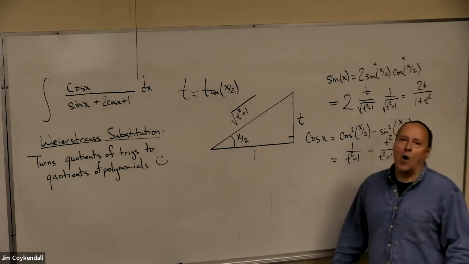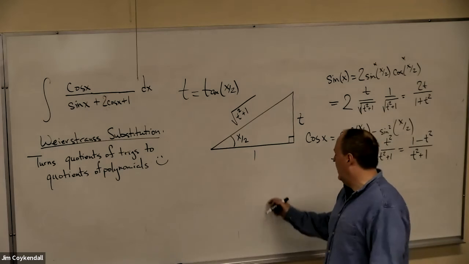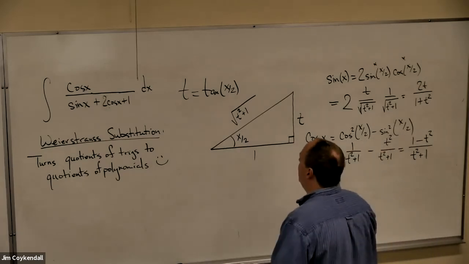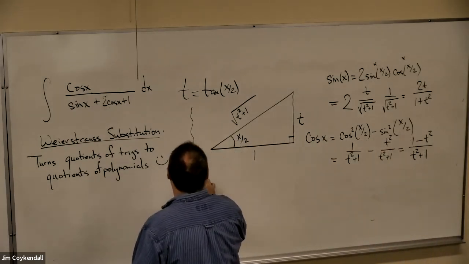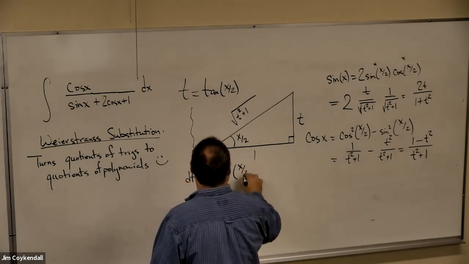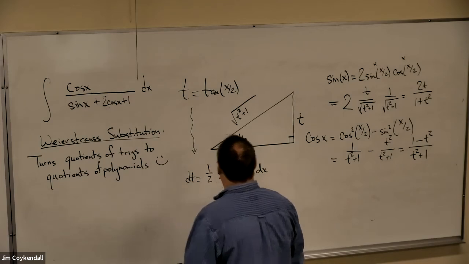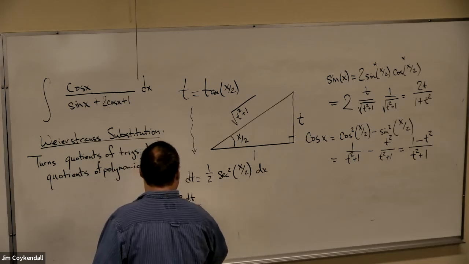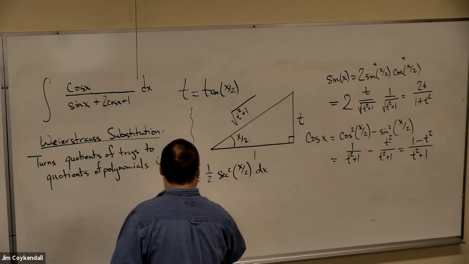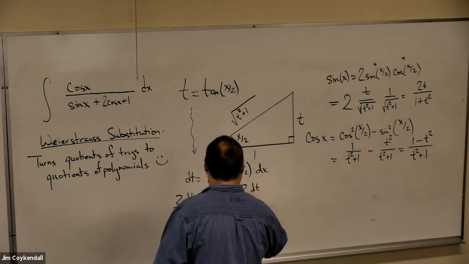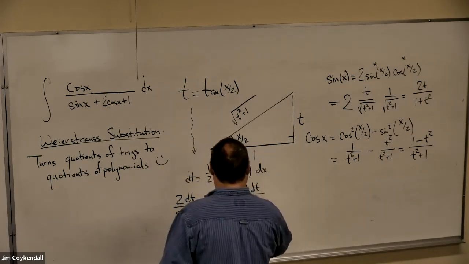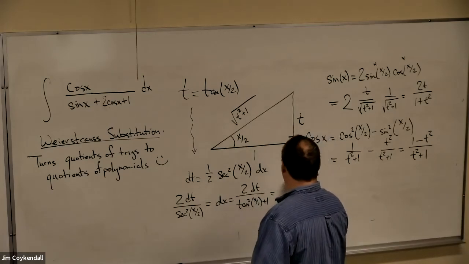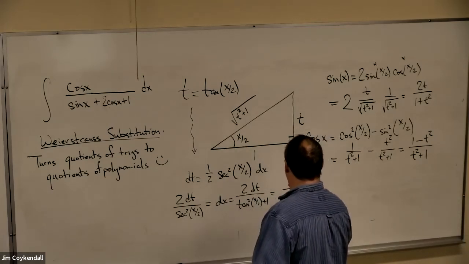Now, in U substitutions, there's always that business about the dx and the dt, and oftentimes that's the reason why certain substitutions that you try fail. However, notice in this case that dt is secant squared x over 2 times 1/2 dx. And so this means that 2 dt over secant squared x over 2 is dx, and this is 2 dt over tangent squared x over 2 plus 1. But lucky me, that's t. So I get 2 dt over t squared plus 1.